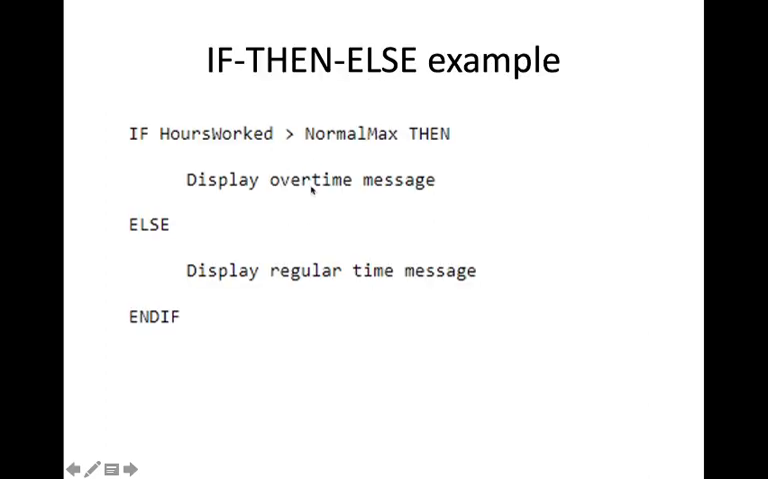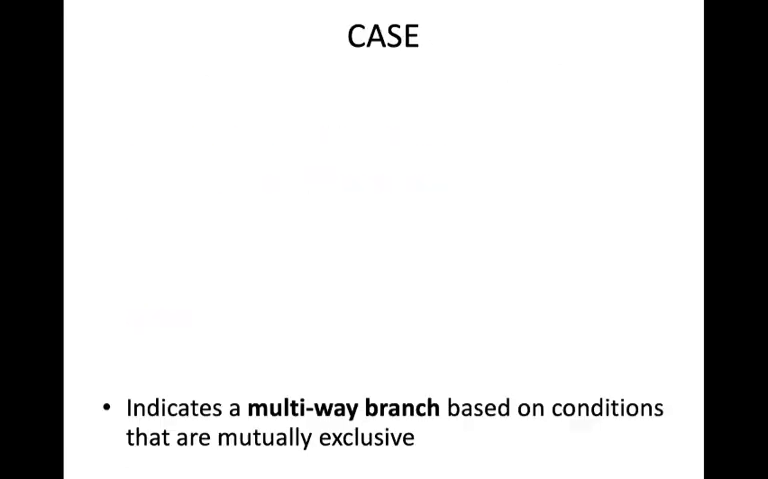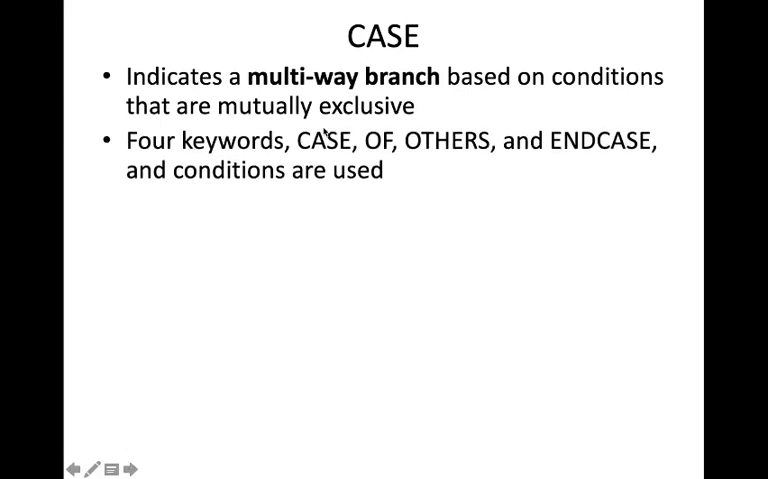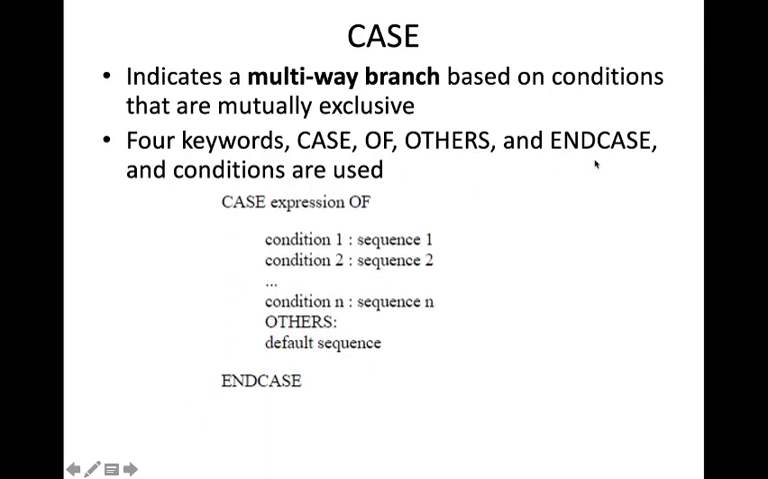Then there is another construct called case. If we want multi-way branching, in if-then statements we have only single-way branching. If it is true, this will be executed. If it is false, this will be executed. So that may be considered binary branching. Here we have multi-way branching based on conditions that are mutually exclusive. So we use keywords: case, of, others, and end case. I'll show the general syntax.